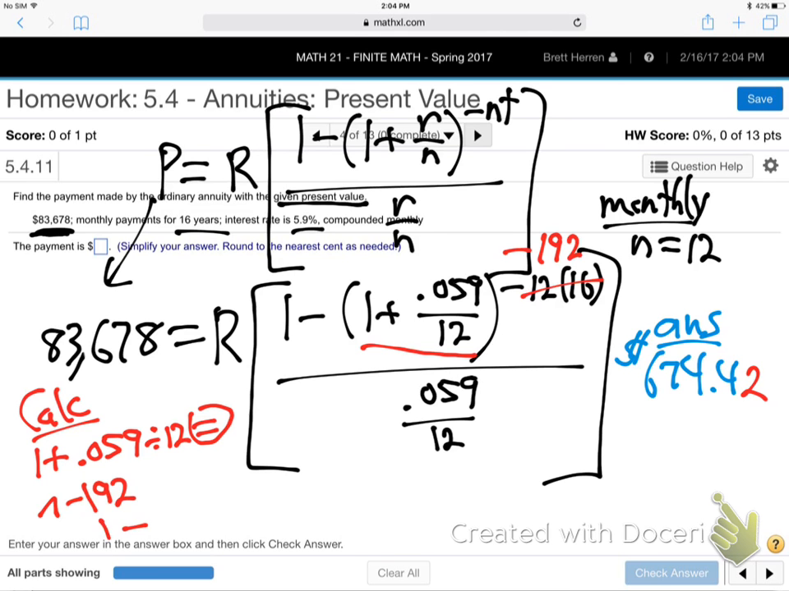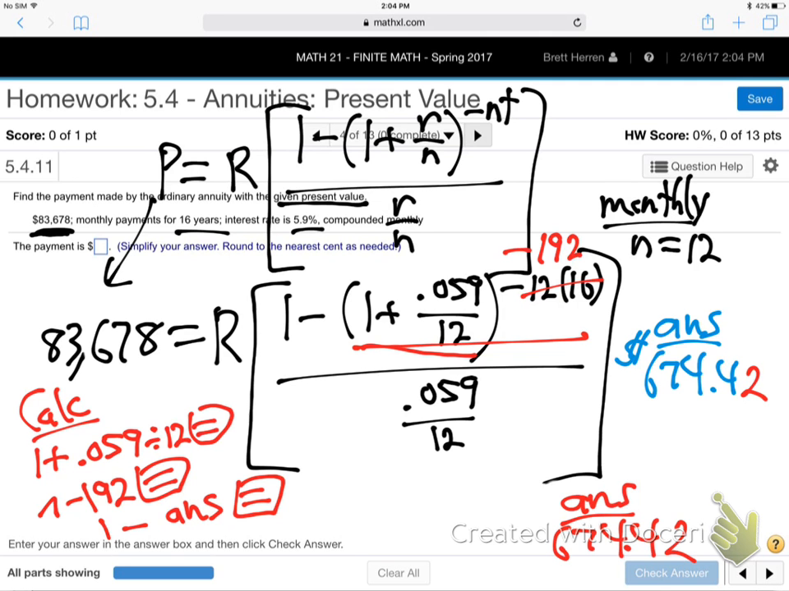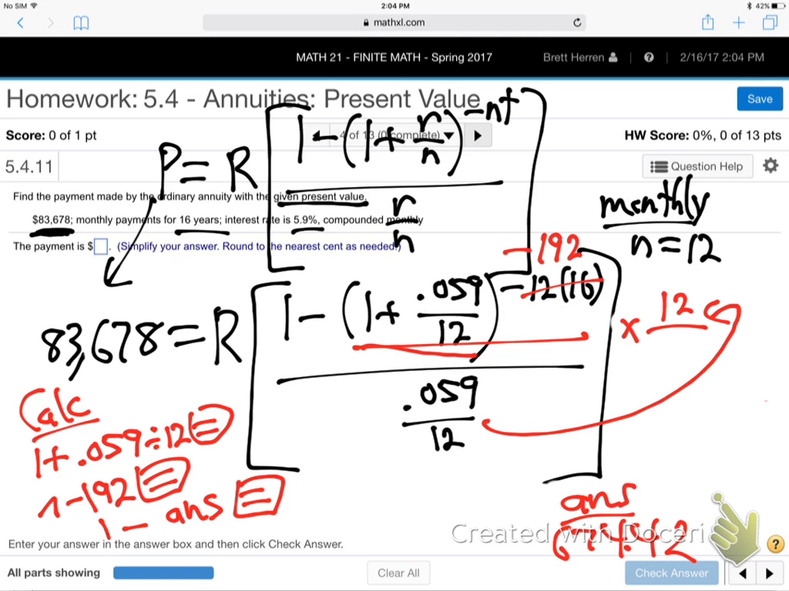And then go 1 minus the answer. See how I got this whole answer? And then 1 minus answer equals. You got it. You found those 2 cents, huh? Then remember what we're going to do. Let me write the answer down here. There we go. The interest rate was too high. 674.42. Is it all good? So remember what we do with this denominator? We bring it up and we go times 12 over 0.059, right?